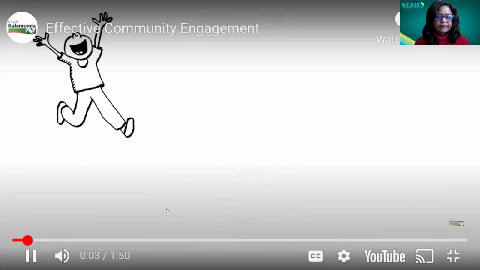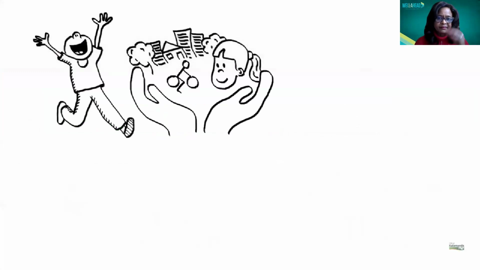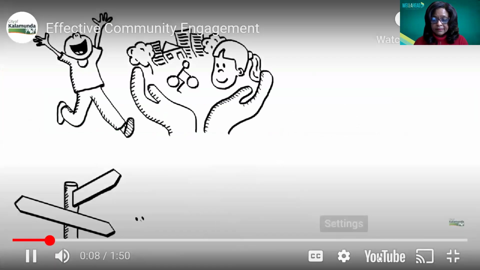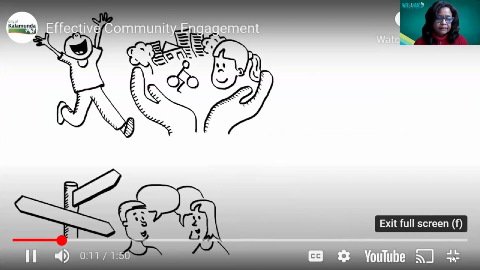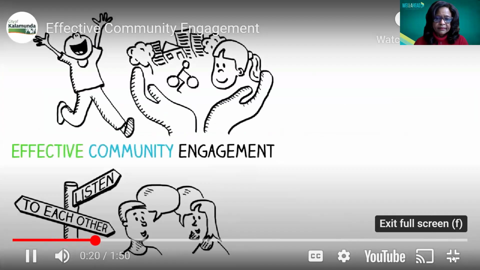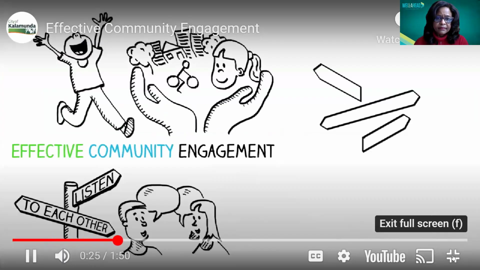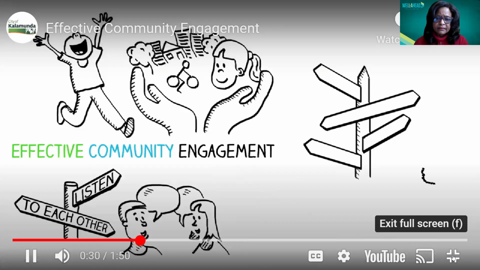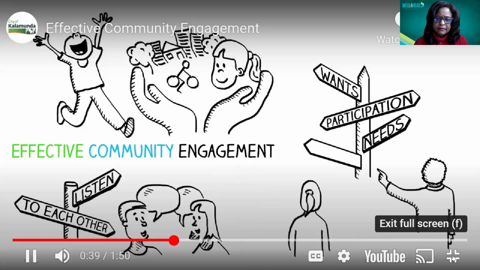We want our community to be a fun, safe, and great place to live. In order to make decisions on what that may be, we need to work together and listen to each other. When we do this well, we call this effective community engagement. Let's talk about just what that is. When a decision needs to be made about something that affects us, we often have different ideas about what that should be. We all have different wants and needs. One of our fundamental needs is participation, which is to have a say in decisions that affect us.